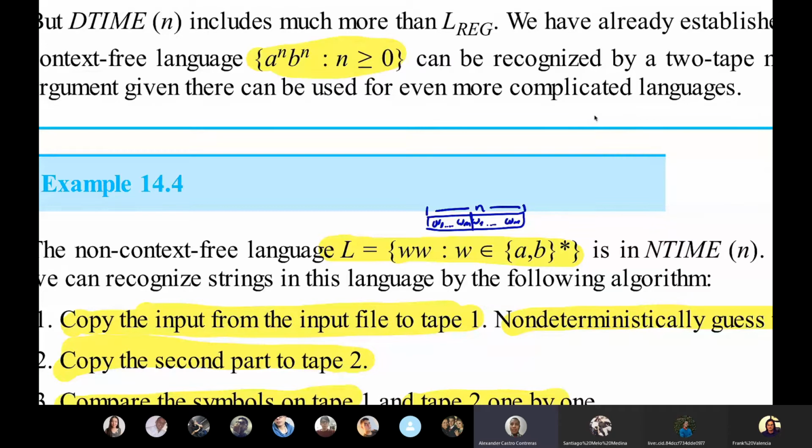And we can find the middle. How do you find the middle? That's an interesting question. That's actually a problem. So you find the middle and then you do the same that we said before.